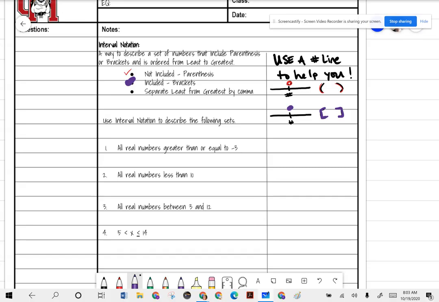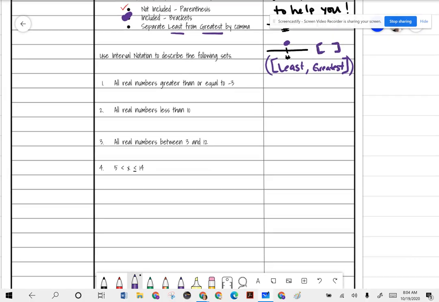And then you always want to go from least to greatest. So it's going to be least, comma, greatest. And then you're going to have either a bracket or a parenthesis on each end. It depends on whether or not that number is included.